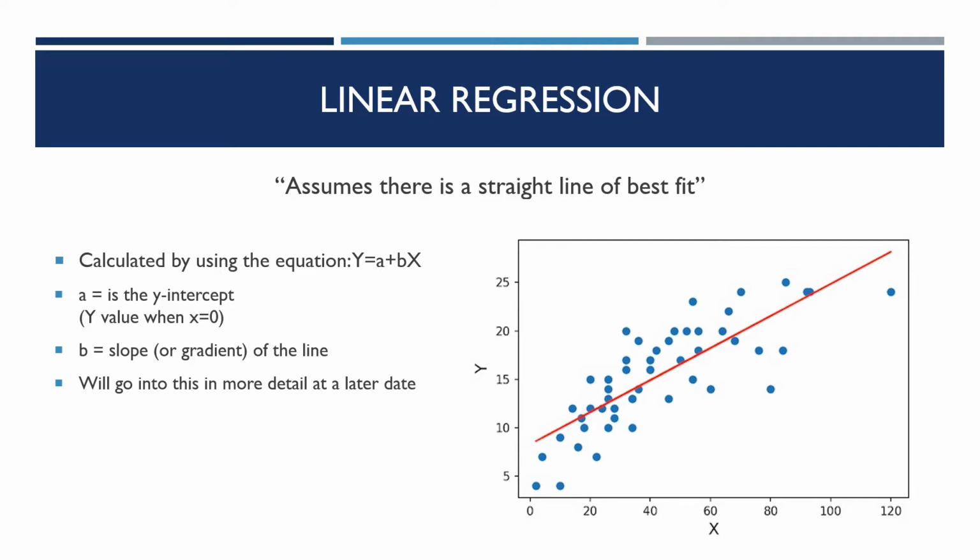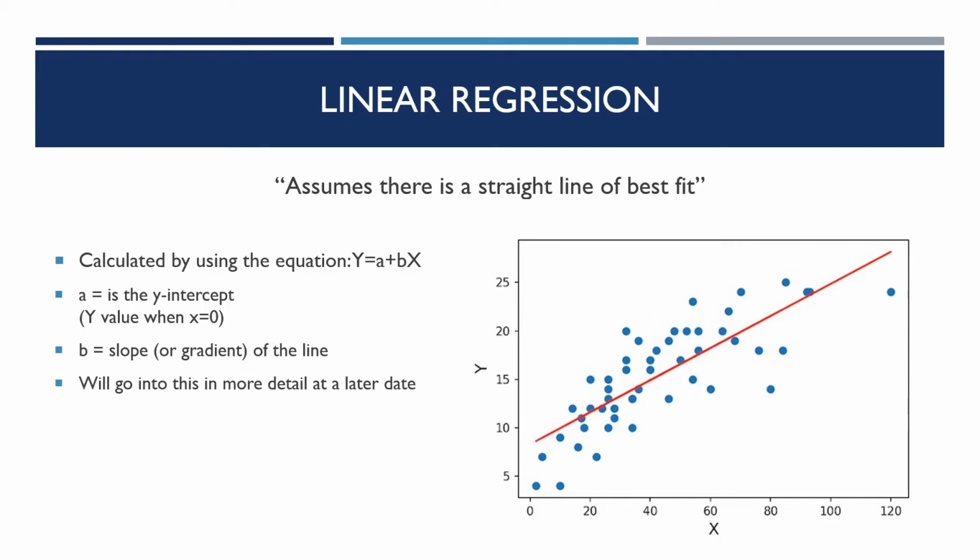So linear regression is probably the simplest type of regression model, and it assumes that there is a straight line of best fit. As you can see on the right, it's a straight line, and you assume that these points are pretty much a direct correlation with each other. This is calculated by using the equation y equals a plus bx. y is the value on the y-axis, x is the value on the x-axis, and a and b are where it gets very interesting.